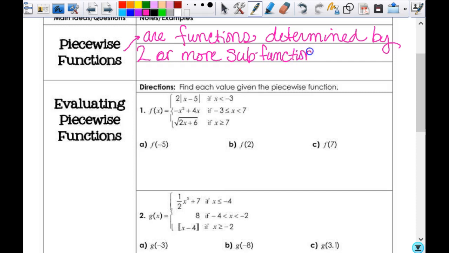So I was really trying to decide how exactly I wanted to say this. I'm not sure subfunctions is really even a thing, but I like the way that sounds better, because I don't want to just say two or more functions, and we could talk about them as just being expressions, but they're kind of subfunctions of a big function. That makes sense to me. So there are functions determined by two or more subfunctions, each with its own domain.